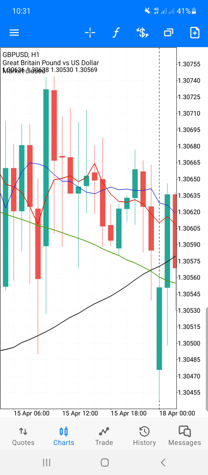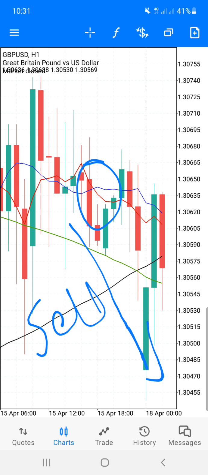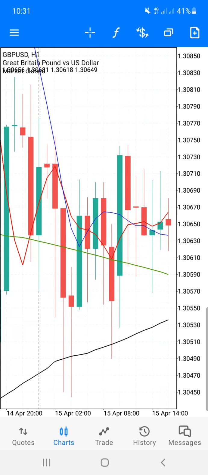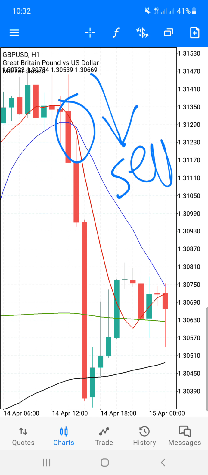Now if you notice at this point here, as the red moving average crossed the blue moving average, the price went down. The market went down, indicating that it's a sell signal. Right? Now let's check for another one. See another example again. Immediately the red moving average crossed the blue from up to down, sell. The market went massively down.